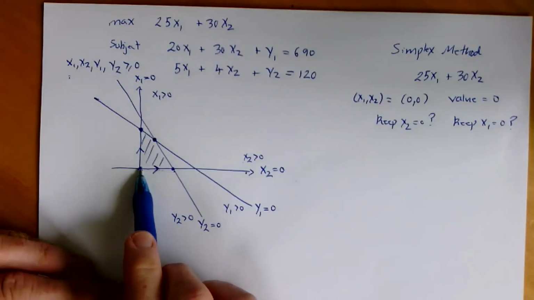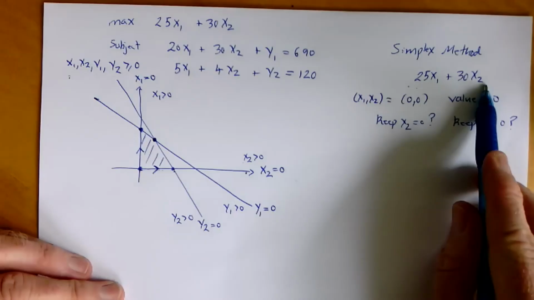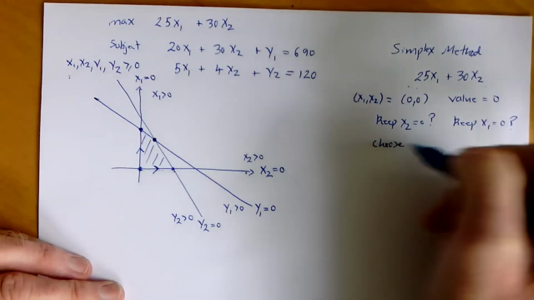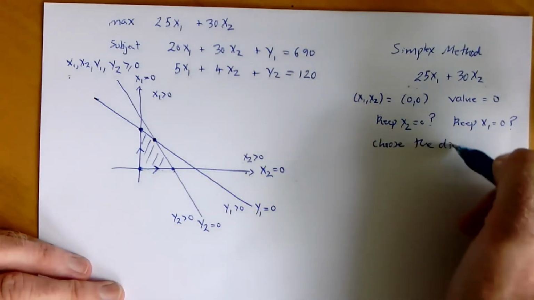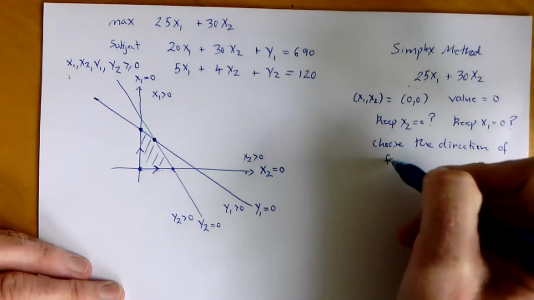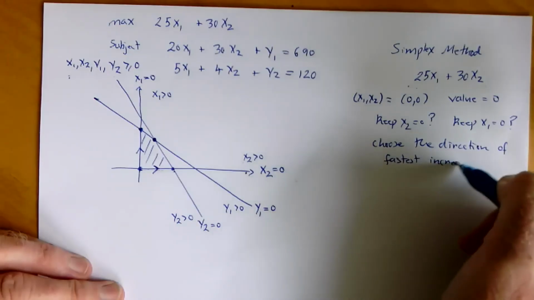Well, first of all, is the value of the function going to increase? A quick inspection of the function tells you that, yeah, it's going to increase in both directions because increasing x1 or x2 increases that function. So we have a choice to make, and that is we choose the direction of fastest, if you like, fastest increase. Okay? So how do I know what that direction is?